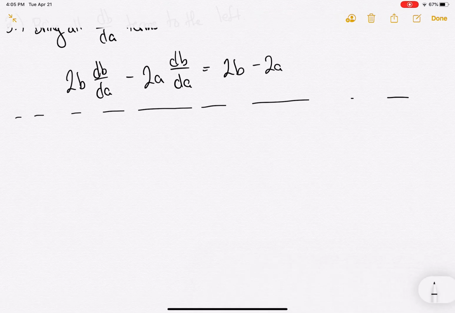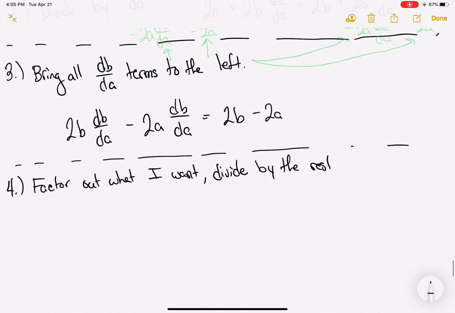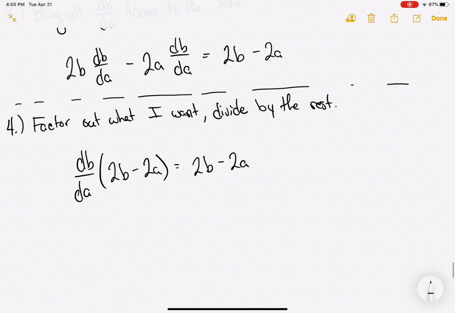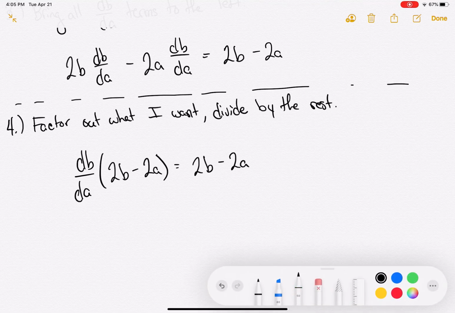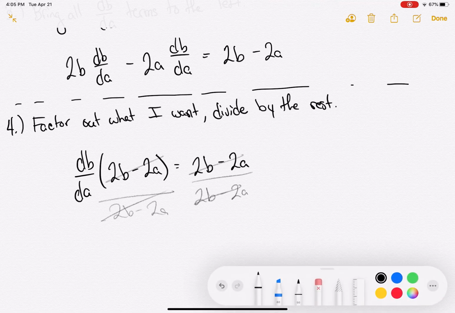And then step 4, factor out what I want. Divide by the rest. So I'm factoring out dB dA over here, and I'm left with 2b minus 2a. That equals 2b minus 2a. So if I divide by the rest, I'm dividing by 2b minus 2a, I'm dividing by 2b minus 2a, all of a sudden, everything is equal to 1.